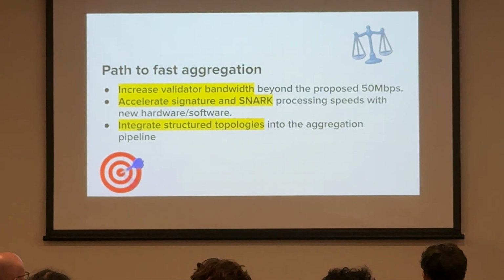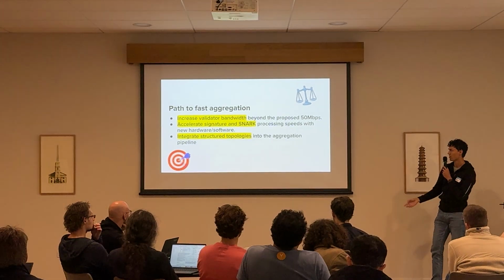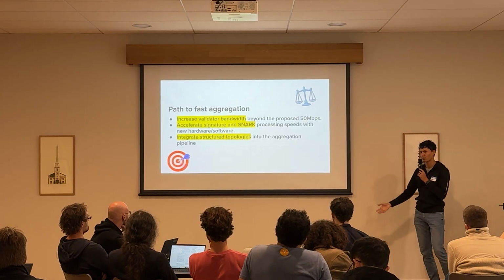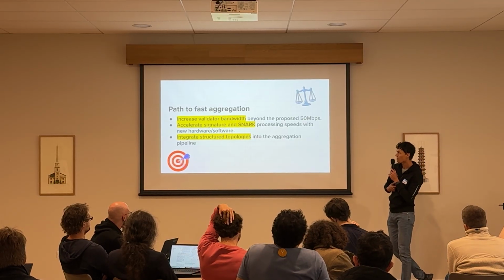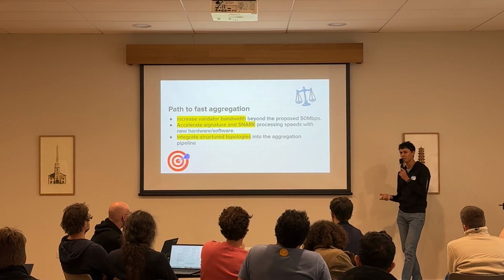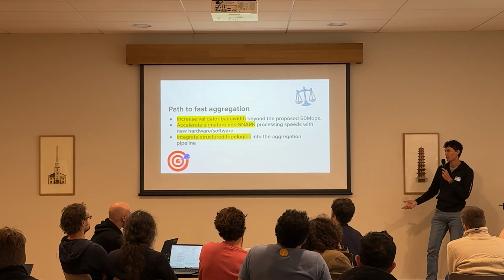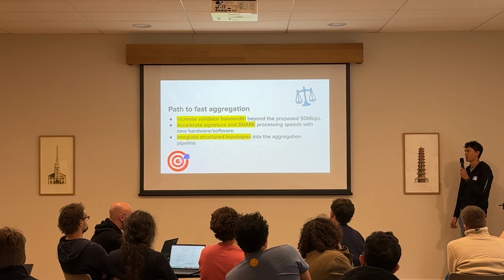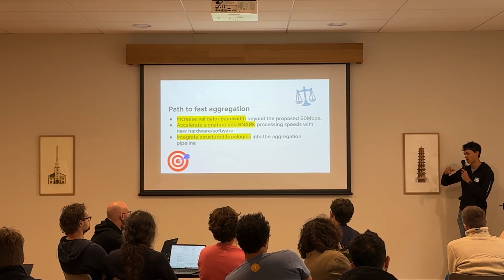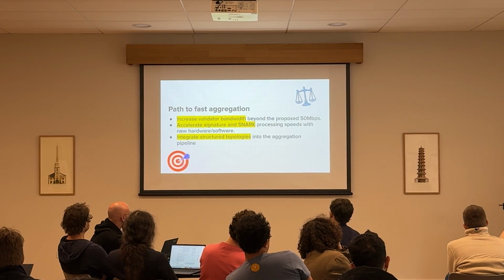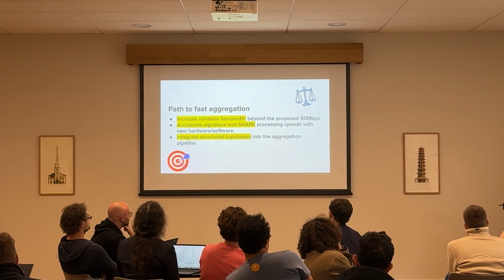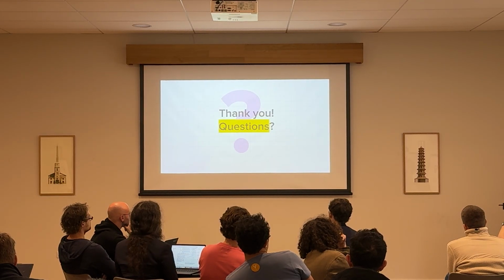Overall, as I see it, the paths to fast aggregation: the first two points are kind of no-brainers. We need to increase validator bandwidth, hopefully we can do this. Then accelerate signature and SNARK processing speeds, that's ongoing research which everyone is doing here. And then my third point, my personal opinion, is that we should somehow integrate structured topologies into the aggregation pipelines. Not necessarily grid, there are a bunch of other topologies, but topologies where we can actually take advantage of structure and not only rely on random connections, which we do today for gossip sub. It has its advantages, but given our requirements for four-second slots and this large number of signatures, which is very heavy, I think we should do this. That's all I had, thanks.